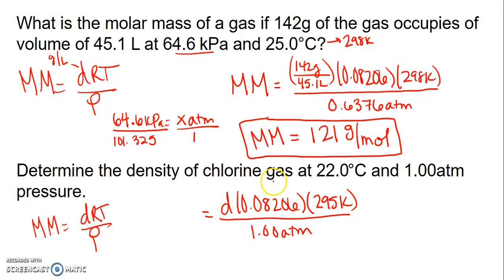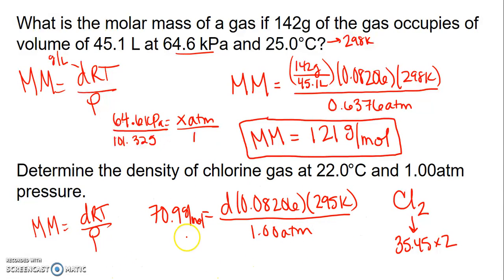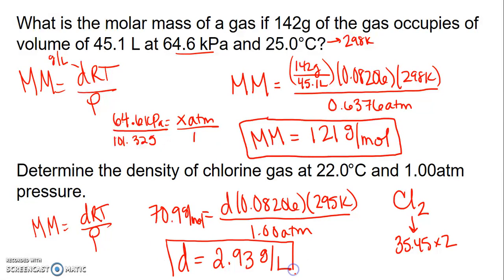It tells us chlorine gas, so we can find the molar mass of chlorine gas. Remember that chlorine gas is a diatomic element, so it comes in pairs, and the molar mass would be 35.45 times 2. So 70.9 grams per mole is the molar mass for chlorine gas. Then if you do the math, you get that the density of this particular sample of chlorine gas is 2.93. Remember, the unit for density in this equation is grams per liter. And that will be your final answer.